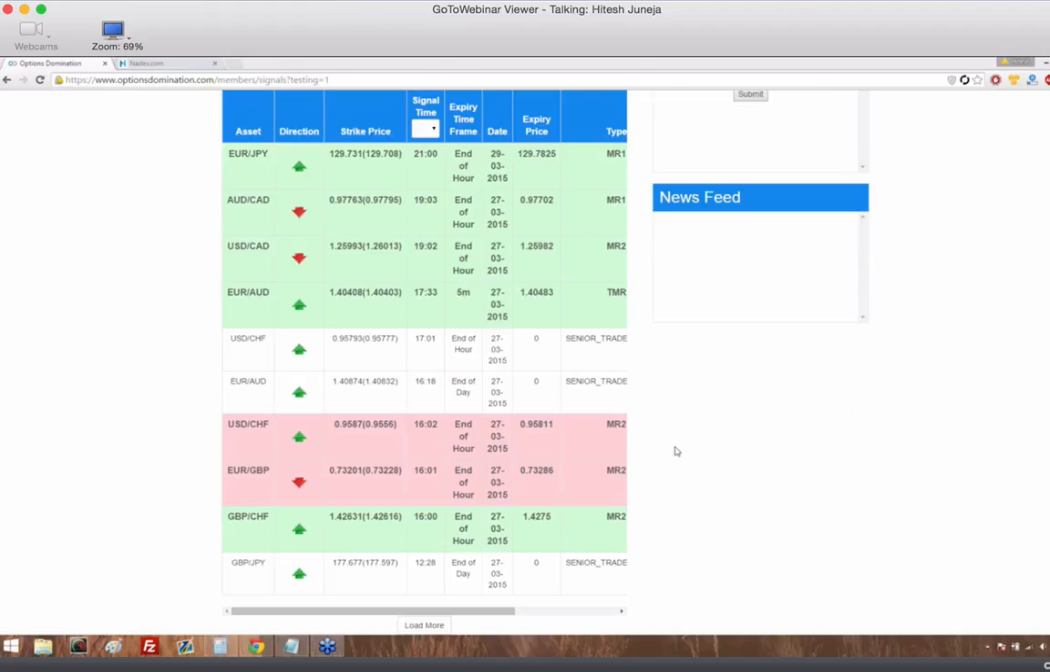After that, I'll be very happy to address any questions you have. Anybody who has any questions, please run them through here. Anything related to Nadex, anything related to Options Domination, anything else. It'll be basically an open forum setting, and we'll address anything that you have questions about.